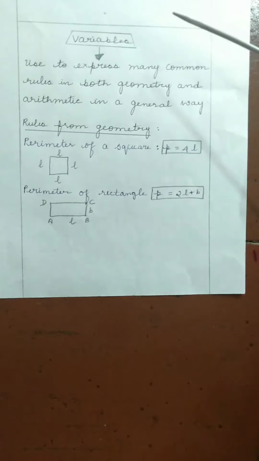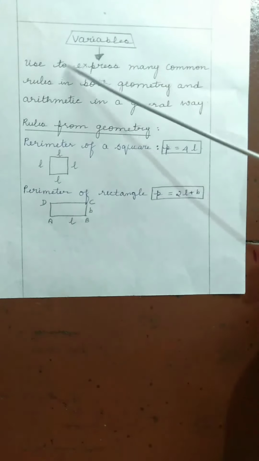Next is uses of variables. In the first part of this chapter video, we have studied that variables are usually denoted by letters and the value of the variable is not fixed. We also mentioned that these variables help us to write the rules and formulas which help us to solve the basic operations such as addition, subtraction, multiplication and division.